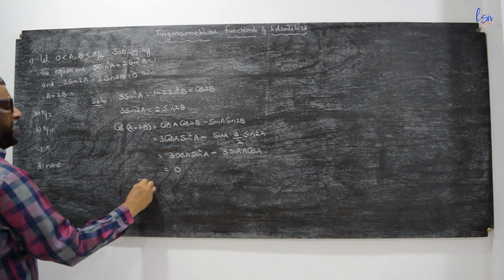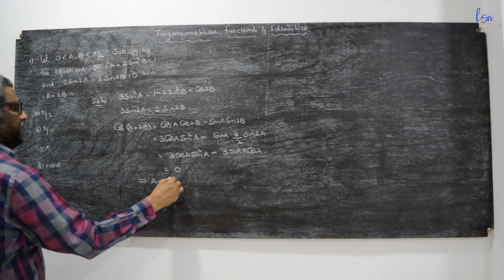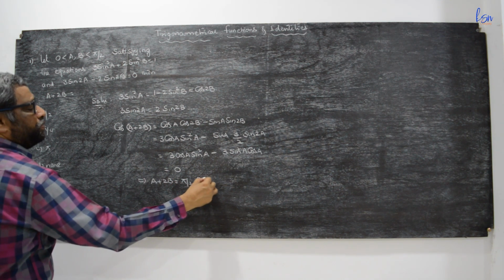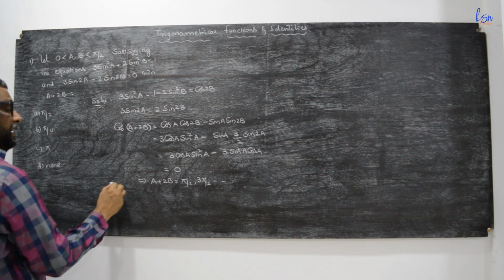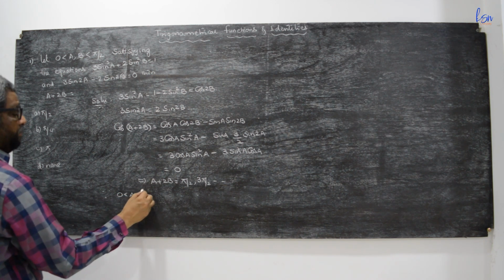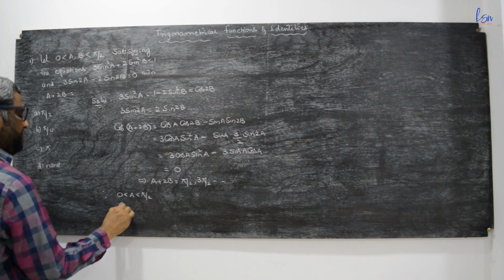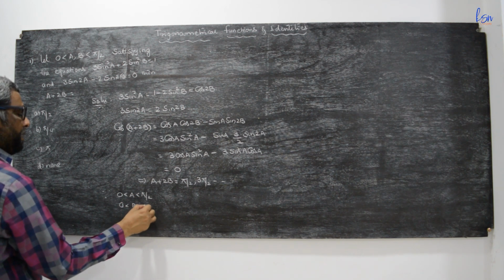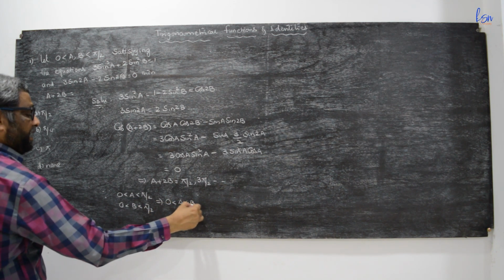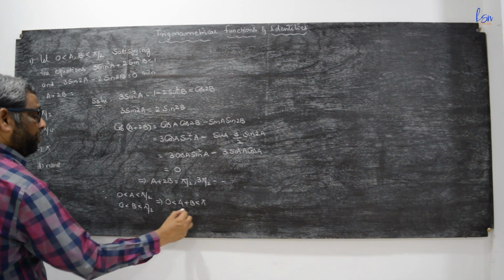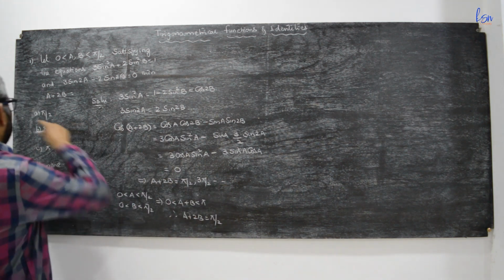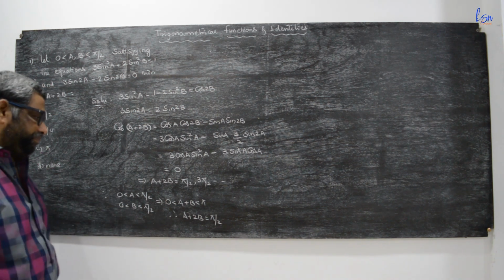Implies a plus 2b can be pi by 2 or 3 pi by 2 and so on. But since 0 less than a less than pi by 2 and 0 less than b less than pi by 2, we get 0 less than a plus b less than pi. Therefore, a plus 2b is equal to pi by 2. So the first option is the answer.